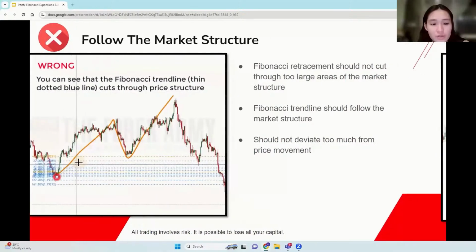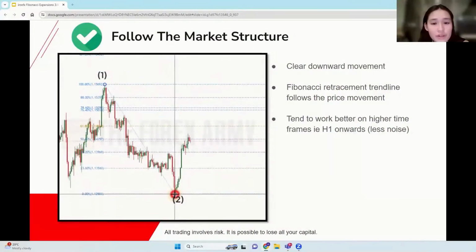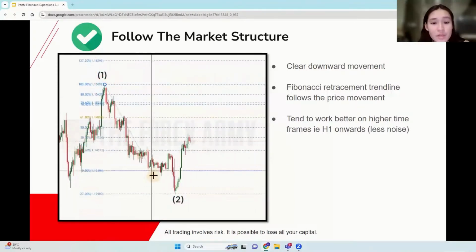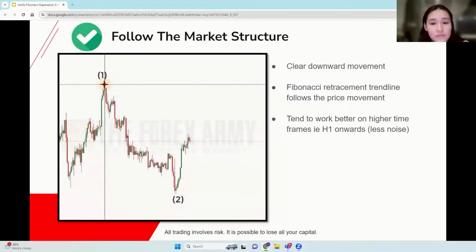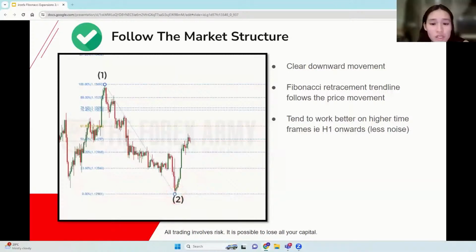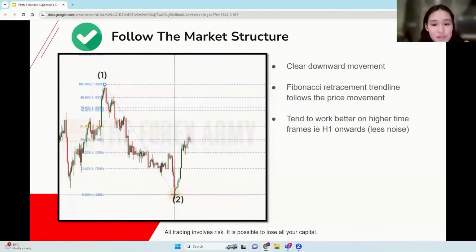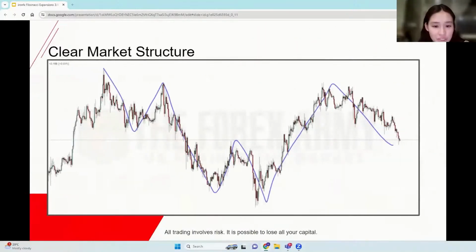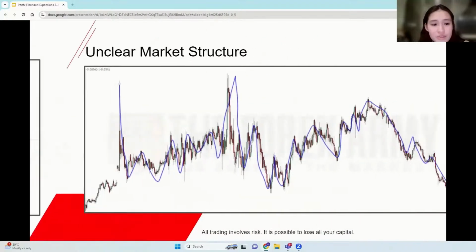Okay, so what you should do is, like in this example here, where we're following the clear downward movement of the trend, and the Fibonacci retracement trend line follows the price movement. And this tends to work better on higher time frames, so H1, H4, daily, weekly, depending on your trading strategy. Okay, again, here's an example of a clear market structure, and this is an example of an unclear market structure.